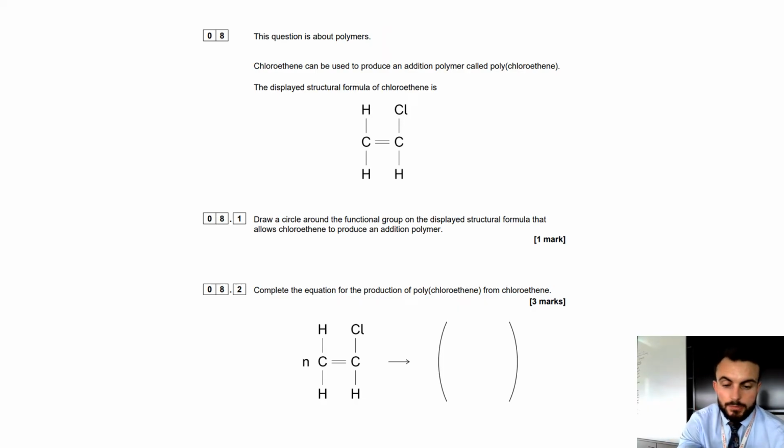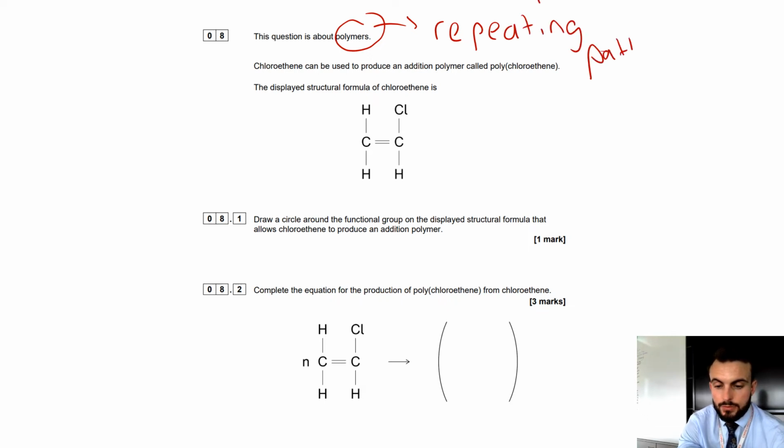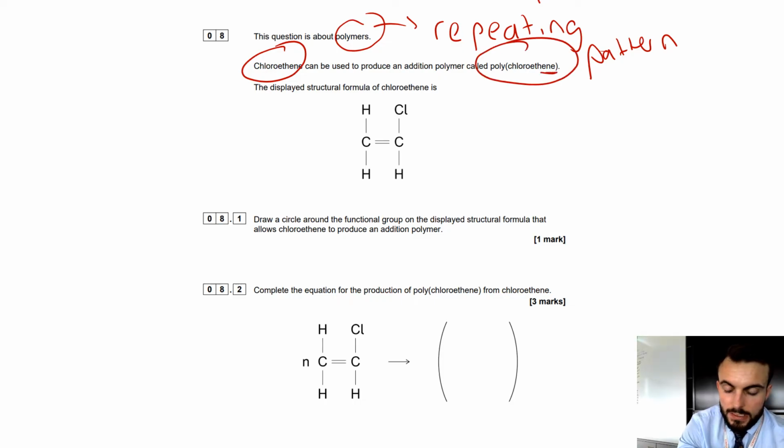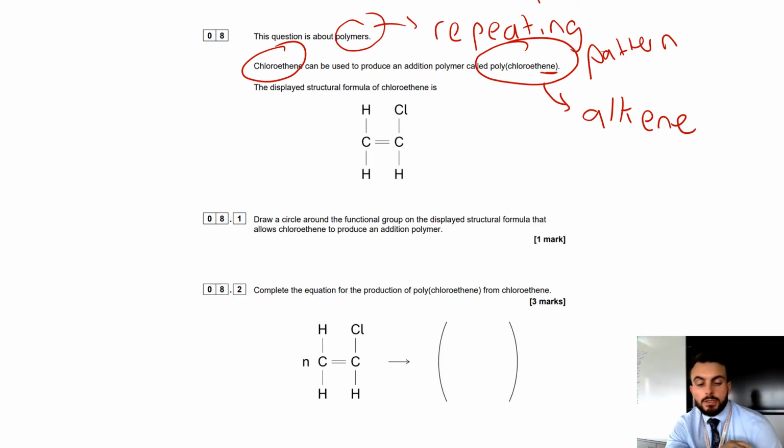So this is a polymer question. Polymer means a chain that is a repeating pattern. It just goes on and on and on. Chloroethene can be used to produce an addition polymer called polychloroethene. And remember, it says ethene, that tells us it's an alkene because it's got a double bond in it. The displayed structural formula is as shown.